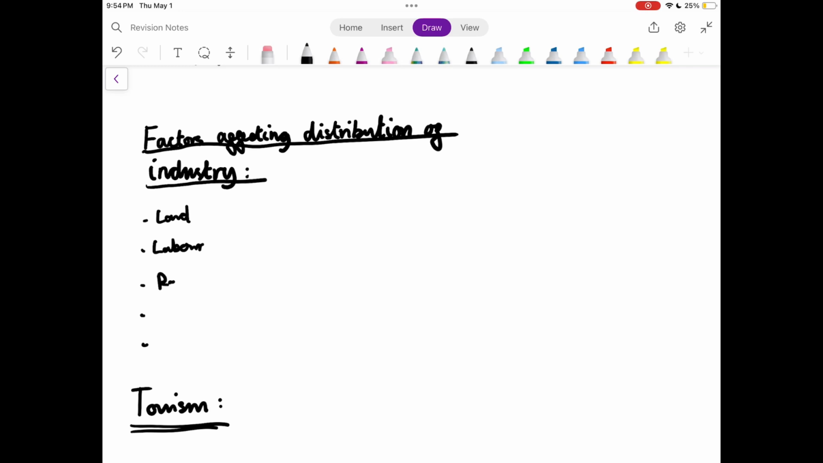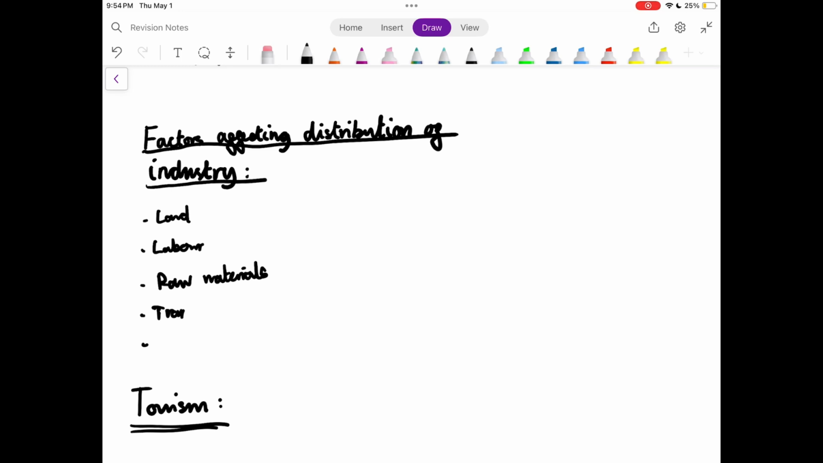The next is raw materials. So of course, to be able to manufacture, you need to be able to have raw materials in order to turn those into a good. So being in an area that has a high abundance of raw materials can aid in the industrial process.